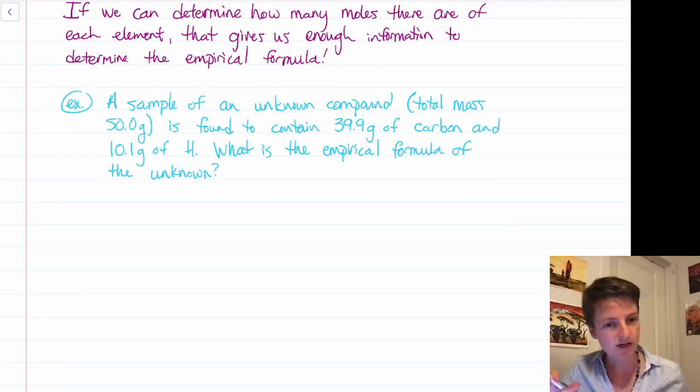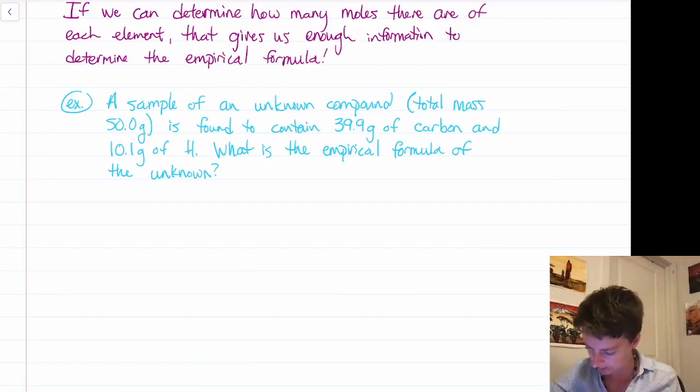And so we're starting off in grams, but like I said before, an empirical formula is a mole-to-mole ratio. So for us to make progress in this problem, we're going to have to start by converting grams of each of the substances to moles. So let's watch that in action.